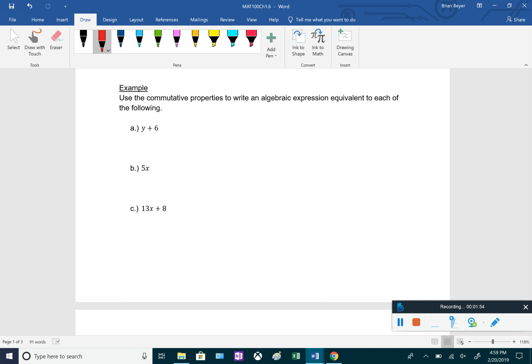So for example, let's use the commutative properties to write an algebraic expression equivalent to each of the following. The first one, we have y plus 6. That's going to be the commutative property of addition because we're adding. So y plus 6 is the same as 6 plus y, just switching the order. For the next one, 5 times x is the same thing as x times 5, commutative property of multiplication. We just change the order.